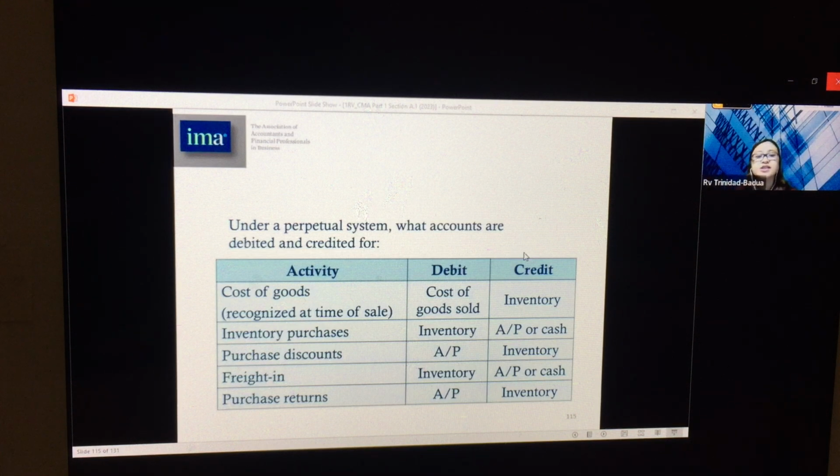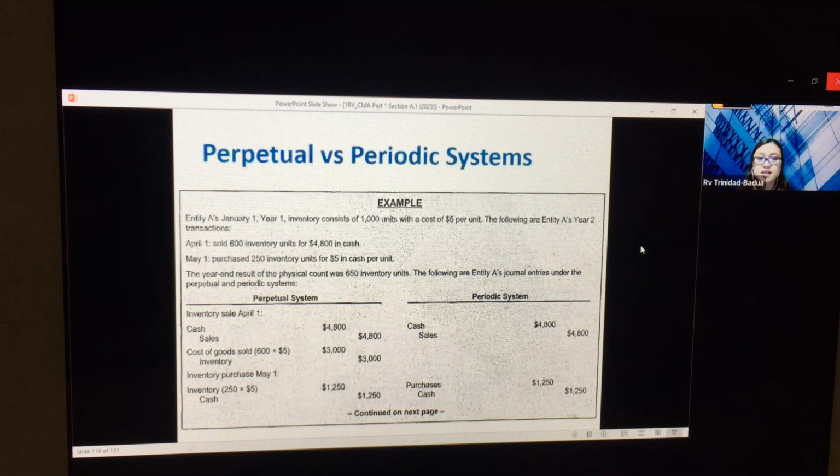So, journal entries under the perpetual inventory system. Another example. So you have your perpetual versus your periodic. NTPA's January 1, year 1 inventory consists of 1,000 units with a cost of $5 per unit. The following are NTPA's year 2 transactions.